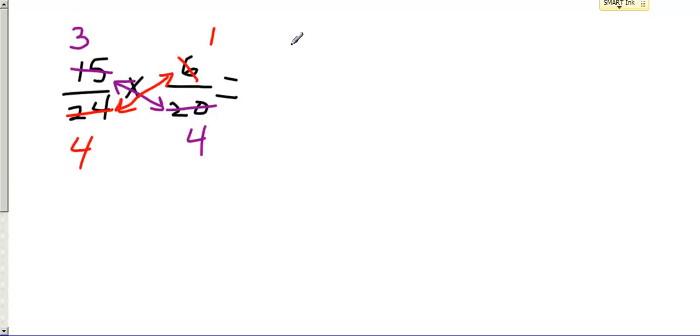And now I multiply straight across. 3 times 1 is 3. 4 times 4 is 16. And this number cannot be reduced. This number is so much easier to work with than whatever I would have gotten from the product over here. So we have to look before we multiply and see if we feel lucky, because it'll help us a lot in the long run. We're going to try one more problem.